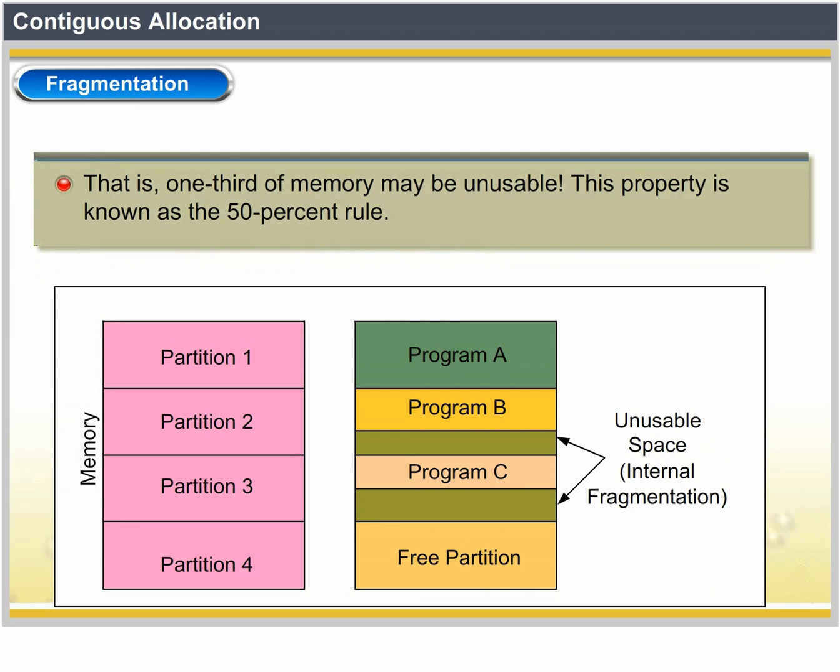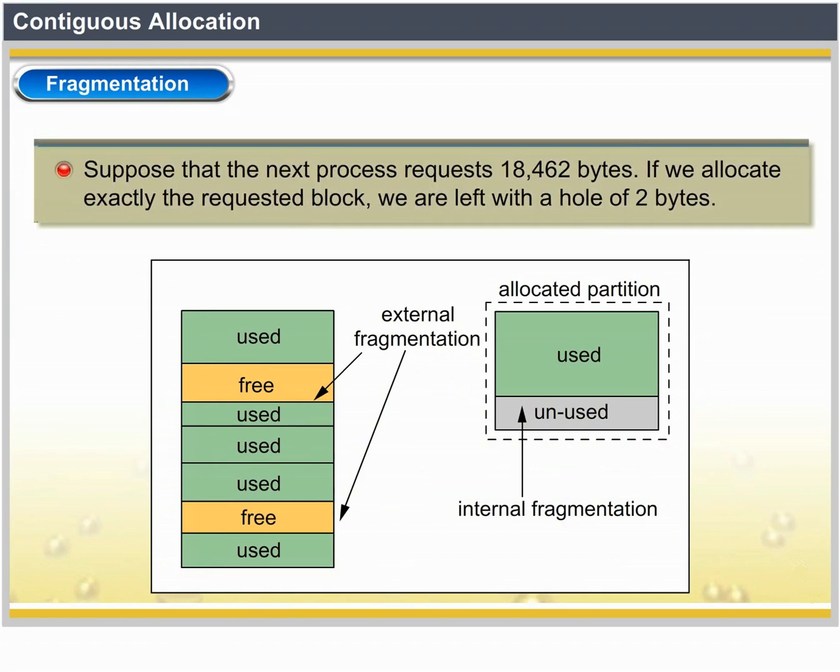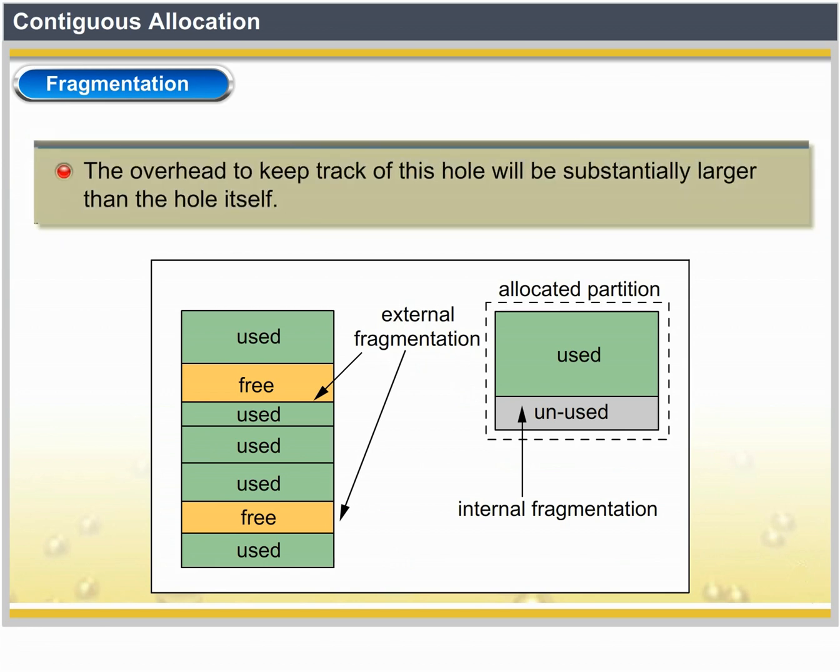Memory fragmentation can be internal as well as external. Consider a multiple partition allocation scheme with a hole of 18,464 bytes. Suppose that the next process requires 18,462 bytes. If we allocate exactly the requested block, we are left with a hole of 2 bytes. The overhead to keep track of this hole will be substantially larger than the hole itself.